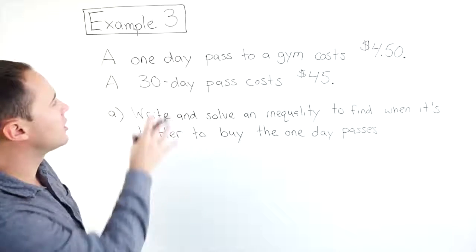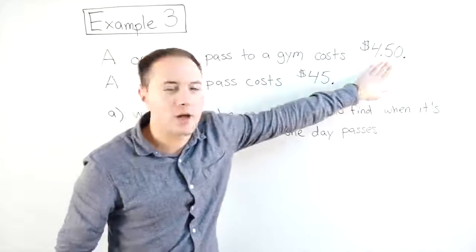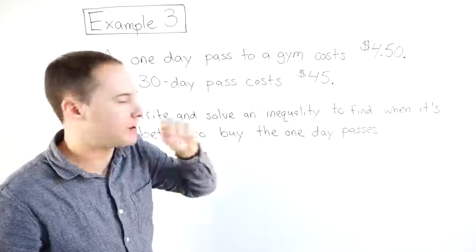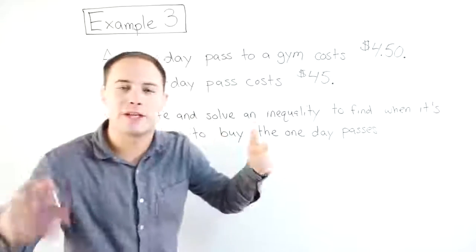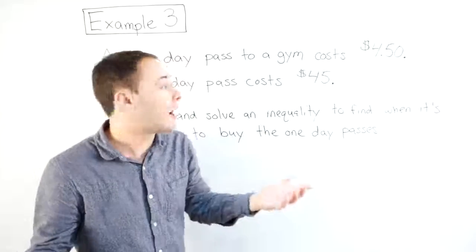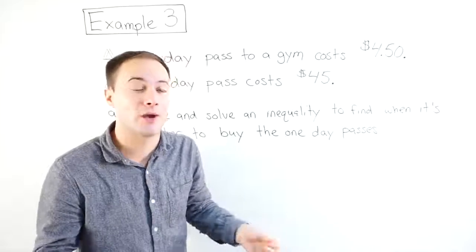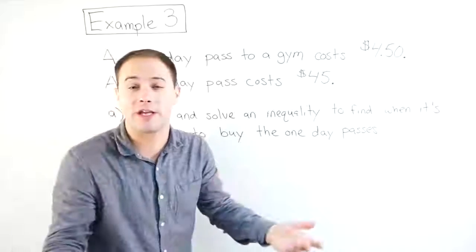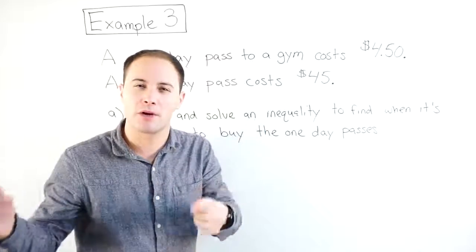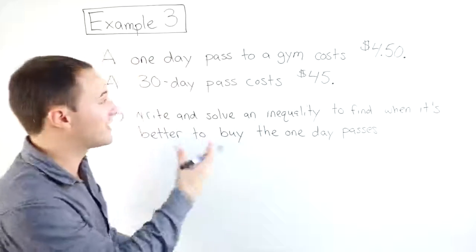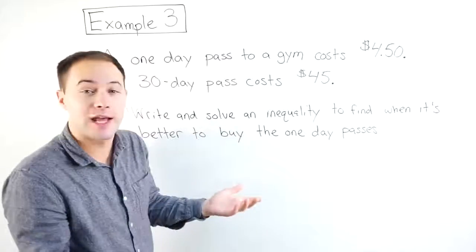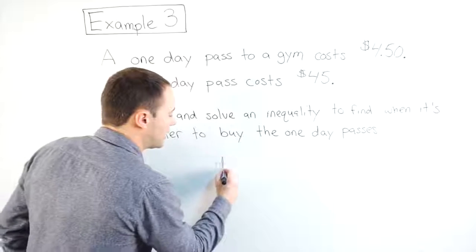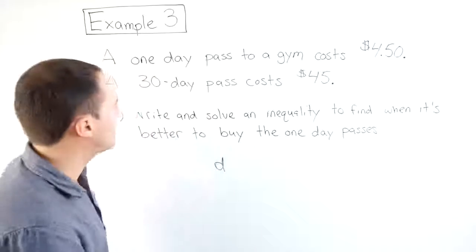So let's look. A one-day pass costs $4.50. The month-long is $45. Now, the one thing we don't know is how often we're going to go, how many days we're going to go. That's going to be our variable, right? Whenever you're writing inequalities or equations, always think, what's your variable going to be? What don't you know? In this case, we don't know how many days we're going to go to the gym. So that's going to be my variable. I'm going to call that D, D for days to the gym.